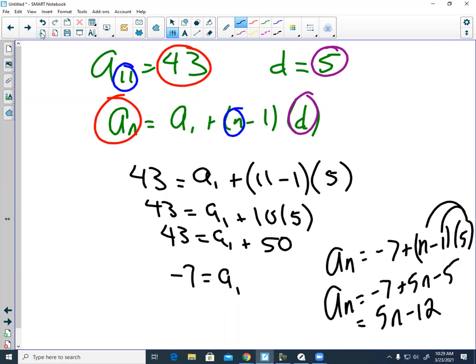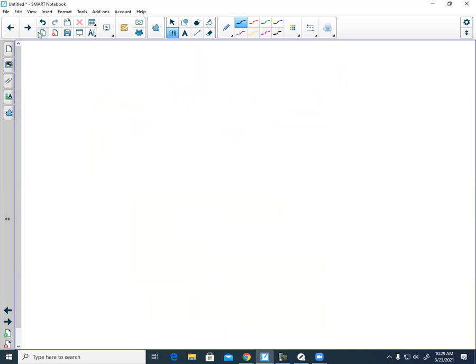Okay. So this is the one that Alec was talking about, where I don't have the difference and I don't have the first term. This one says that A7 is 17, and it also says that A26 is 93. So I have to find a pattern that gets me from the 7th term of 17 to the 26th term of 93. What I'm going to do is create two equations.